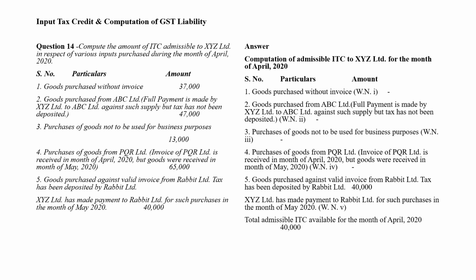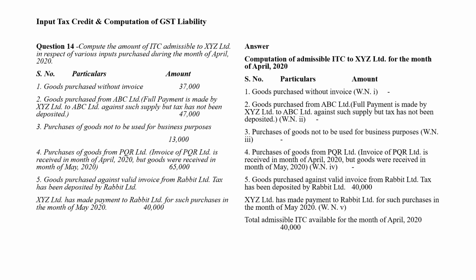Purchase of goods from PQR Limited. Invoice of PQR Limited is received in the month of April 2020, but goods were received in the month of May 2020, 65,000. Goods purchased against valid invoice from Rabbit Limited. Tax has been deposited by Rabbit Limited. XYZ Limited has made payment to Rabbit Limited for such purchase in the month of May, rupees 40,000.